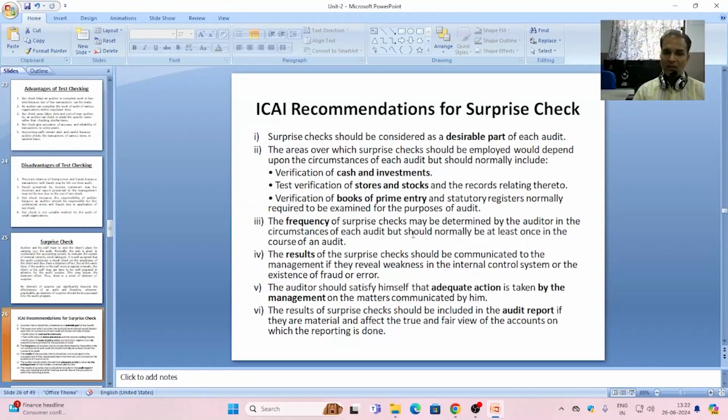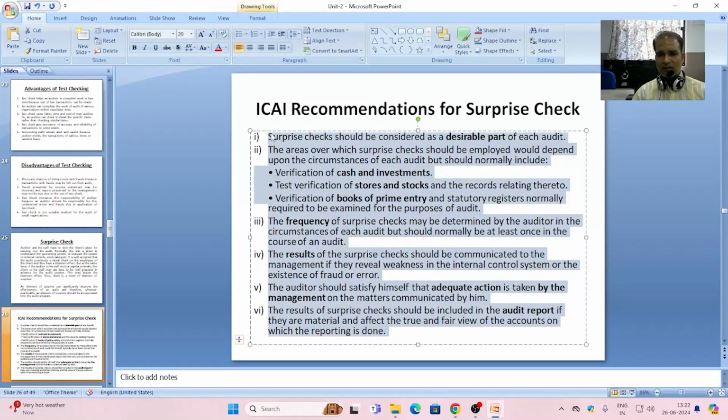ICAI also recommends the frequency of surprise check may be determined by the auditor in the circumstances of each audit, but should normally be at least once in the course of an audit. There is no standard, there is no prescribed frequency of surprise check, but it is expected that an auditor has to go with the surprise check at least one time in his audit work.